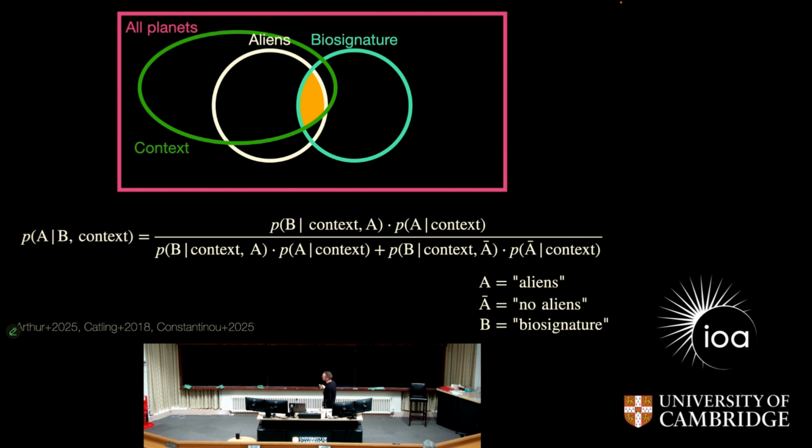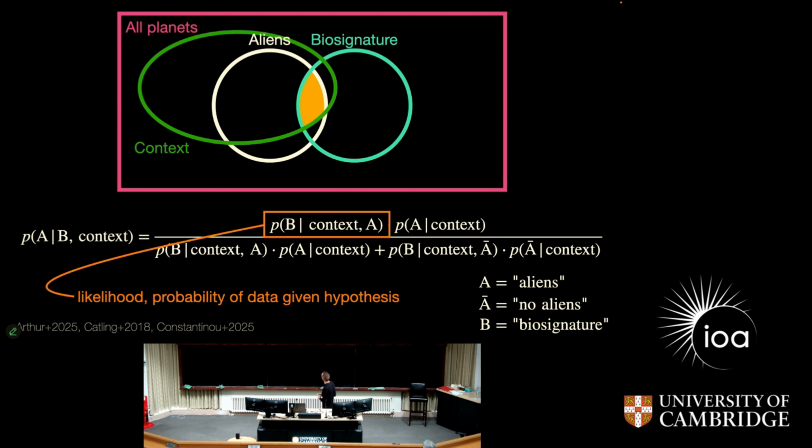And in this framework, what comes out as very important is the likelihood, the probability of the data given the hypothesis, the probability of the biosignature given the context and given aliens, given the presence of life. So we'll look at this term next, and then we'll also come back and look at this second term, the prior, the probability of aliens given the context as well. We'll try and pick apart these two terms in the talk.